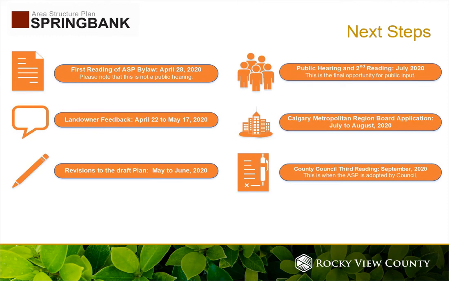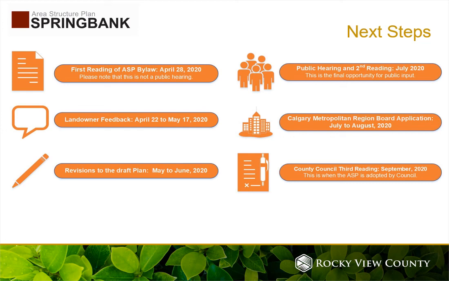Now let's turn to the next steps in the process. The ASP bylaw will be presented for Council's consideration on April 28, 2020. This is not a public hearing, but if first reading is granted, the plan may continue through the process to a public hearing. We will be receiving your feedback until May 17th, and then we will make appropriate amendments to the plan in May and early June. We have targeted a public hearing and second reading of the bylaw for July 2020. This will be the opportunity for public input, so stay tuned for further details.